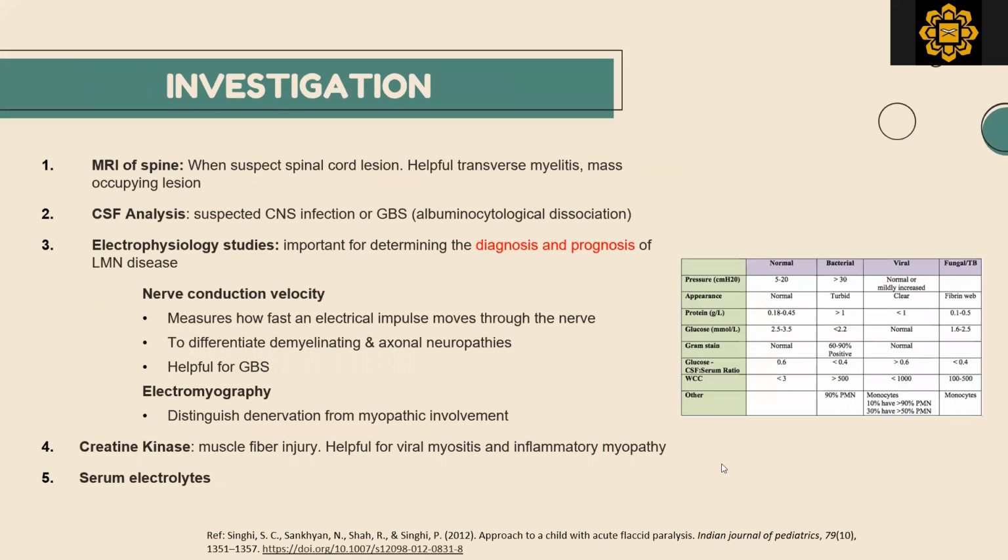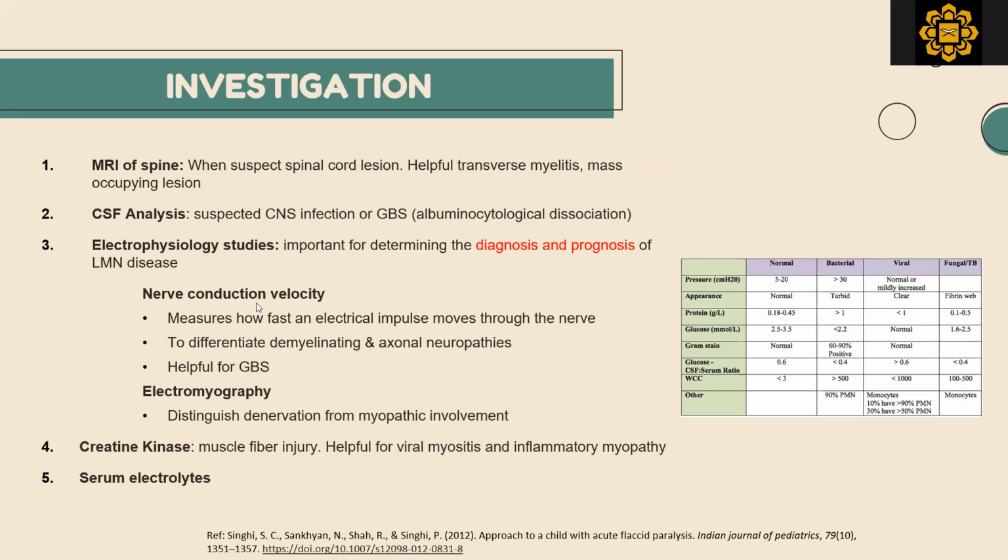In investigation, with the picture previously, if you suspect the disease is at the spine, we can do an MRI to check for any spinal cord compression, or it is helpful for transverse myelitis. After which I will show the findings. In CSF analysis, if you suspect infections or transverse myelitis, each has its own findings. And the most important one is that it is diagnostic for Guillain-Barré syndrome, which is the albuminocytological dissociation. I will tell about it later.